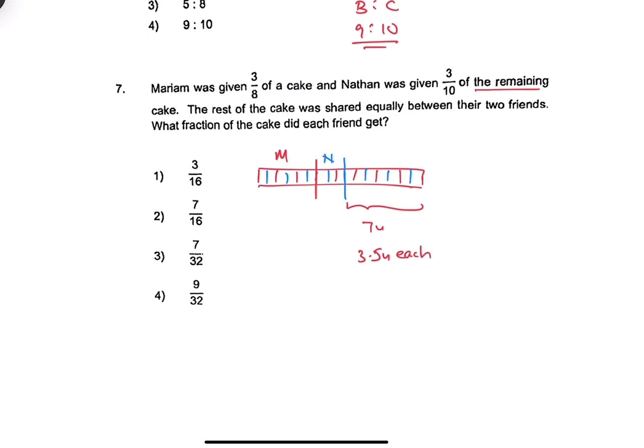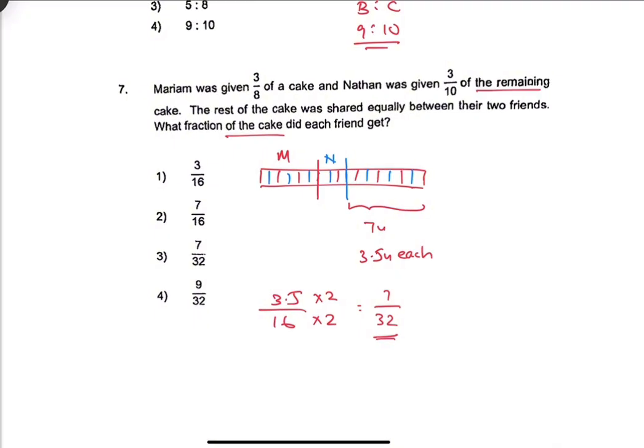But let's see, the total is 16. So one friend is 3.5 over the total of 16, because it says of the cake, that means of the total. The denominator will be for the total. But there's no such answer. We cannot have a decimal inside a fraction. So we need to times 2 to clear it off, which gives you 7/32. Hence the answer is number 3.